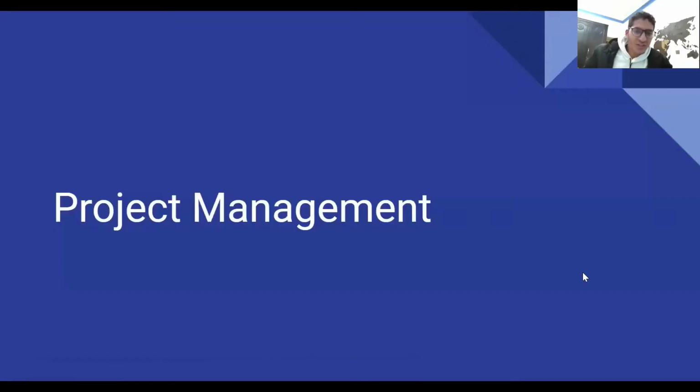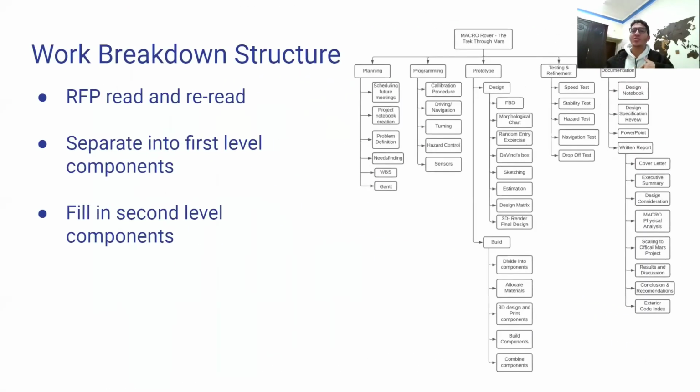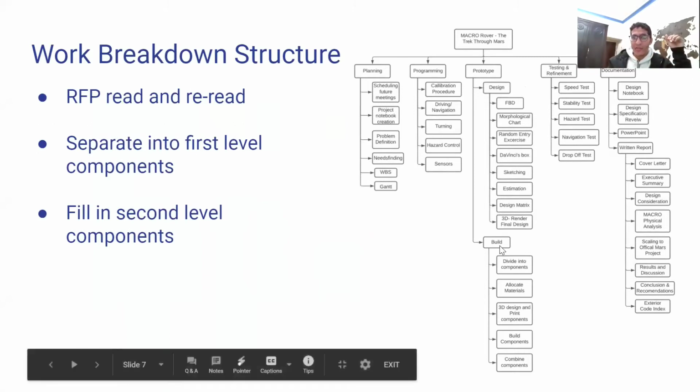In regards to the project management aspect of the project, we felt that we were very well organized throughout the project, and that allowed us to deliver things efficiently and in a timely manner. When we first received the information about the project, we immediately created a work breakdown structure that highlighted everything from the request for proposal. We read the request for proposal very thoroughly, multiple times, and separated everything into first-level components, second-level components, and even with the prototype section, we had third-level components.